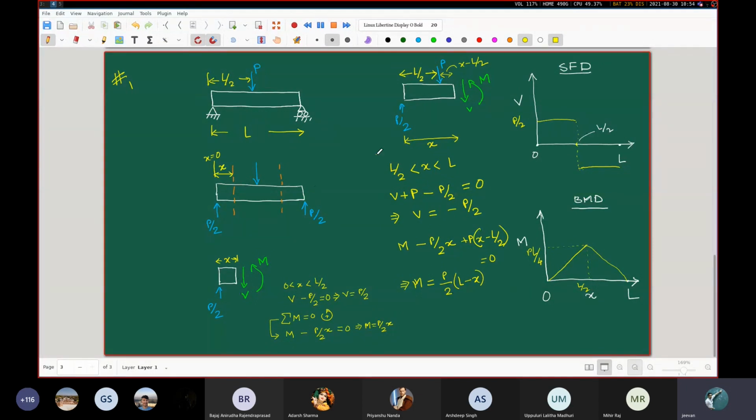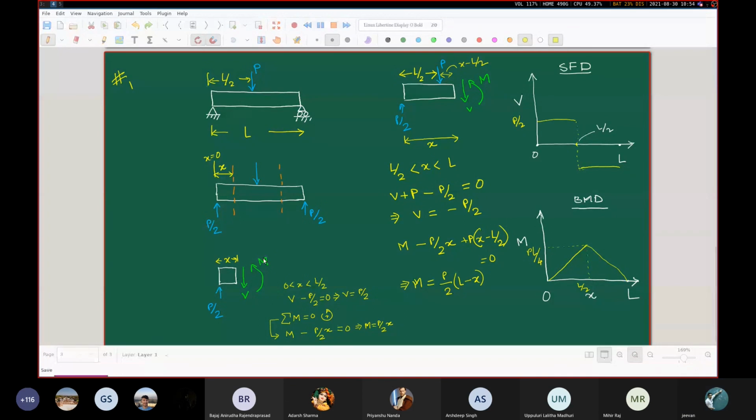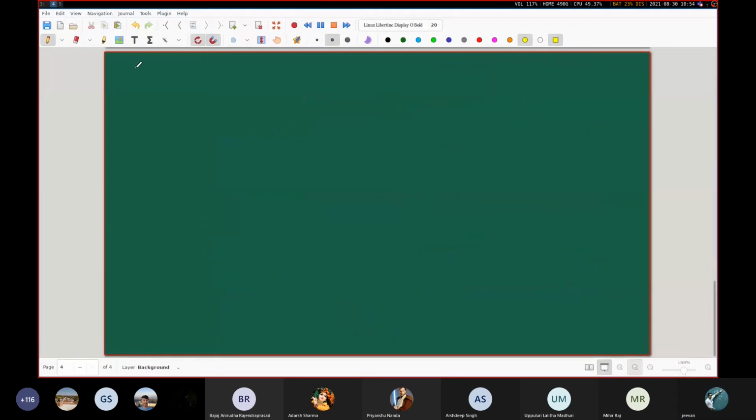Now quickly, I want to go to another example. This time we are going to take a cantilever beam.